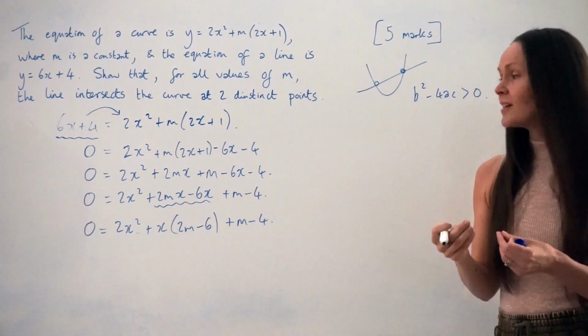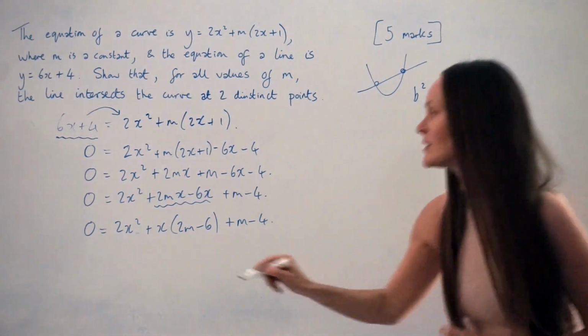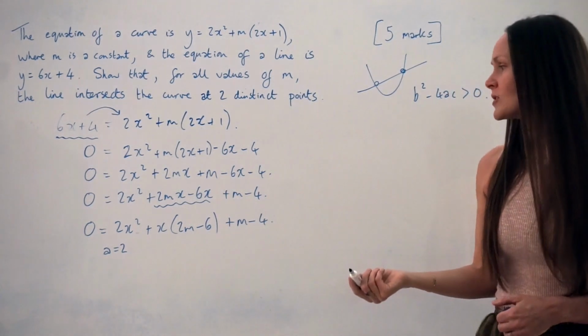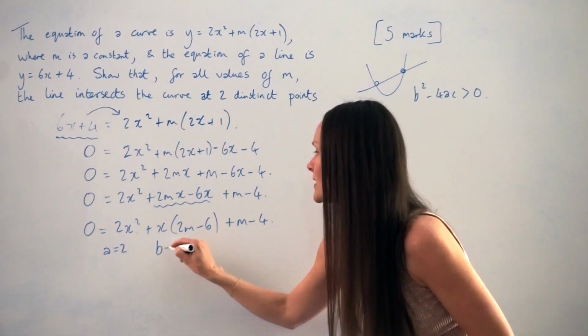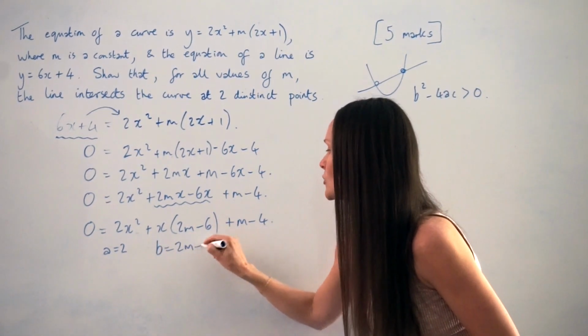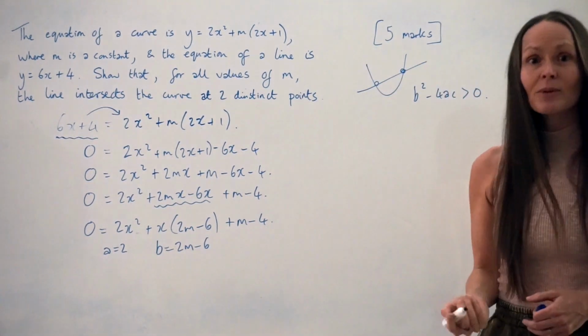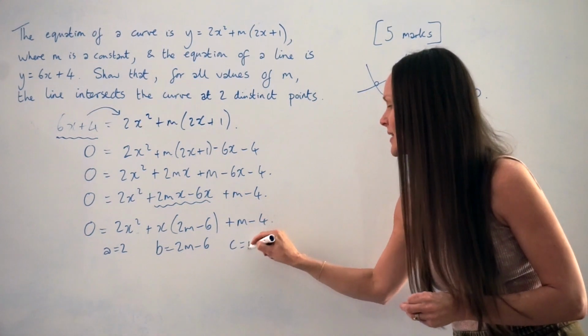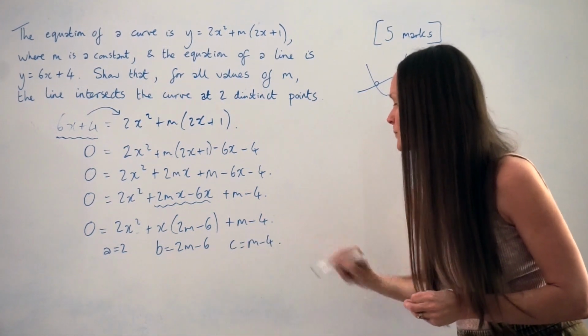Okay, so remember, a is always the coefficient of x squared, so a is equal to positive 2. b is the coefficient of x, so b is equal to everything inside the bracket, so 2m minus 6. And c is always the constant, the part without the x, so this part at the end, c is going to be m minus 4.